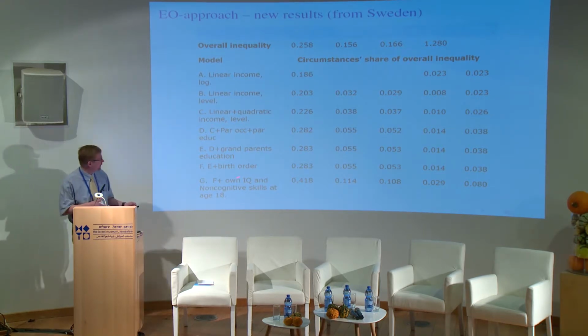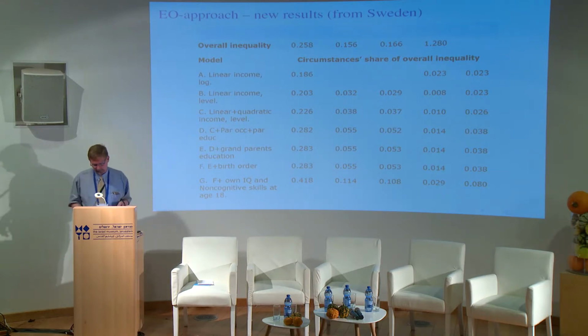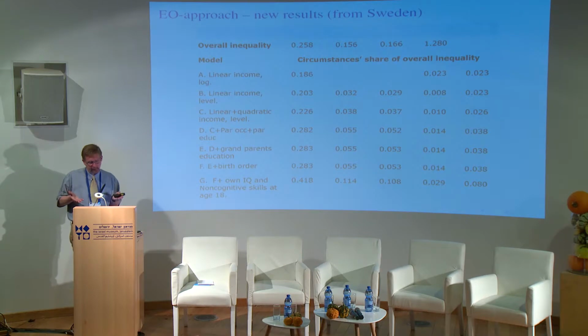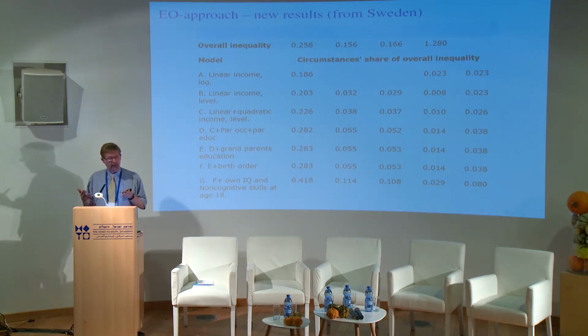Now, whether or not you want to include IQ and non-cognitive skills at age 18 in circumstances is hotly debated, but we're just making this point to illustrate that by including more circumstances, you will account for more of inequality. But then you need to have a careful conversation about is it reasonable to think, are you responsible for your IQ at age 18 or not? I think that's an open issue.